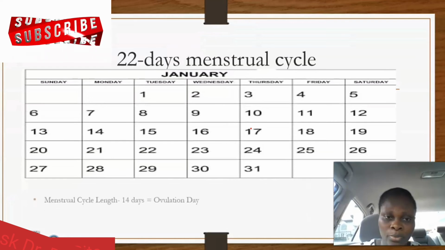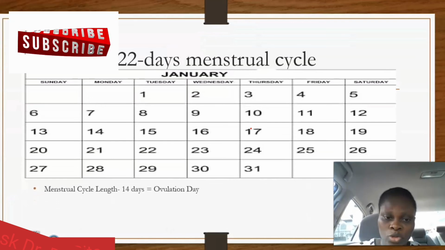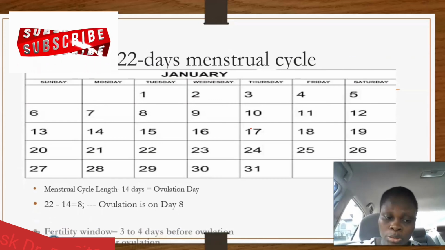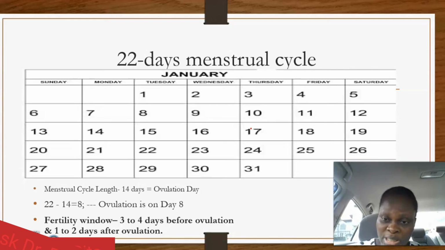Let's take another example. For a 22-day menstrual cycle, we arrived at day 8 being our ovulation. So when is our fertility window? This is day 8, which is the estimated day for ovulation. 3 to 4 days before ovulation, we start counting: 1, 2, 3, 4. So from day 5 of that menstrual cycle, your fertility window opens. Then 1 to 2 days after ovulation: 1, 2.